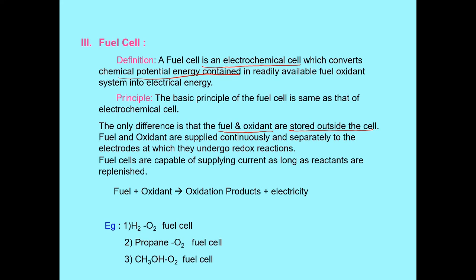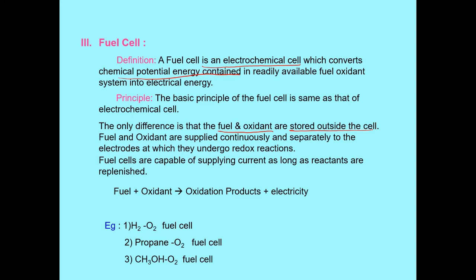These are stored outside the cell, and the fuel and oxidants have to be supplied continuously and separately to the electrodes at which they undergo redox reactions. As long as you supply the fuel and oxidant to the system, the redox reaction will happen, and electricity will be generated along with heat. As long as you supply this fuel and oxidant, the redox reaction will go on and the electricity will be generated.